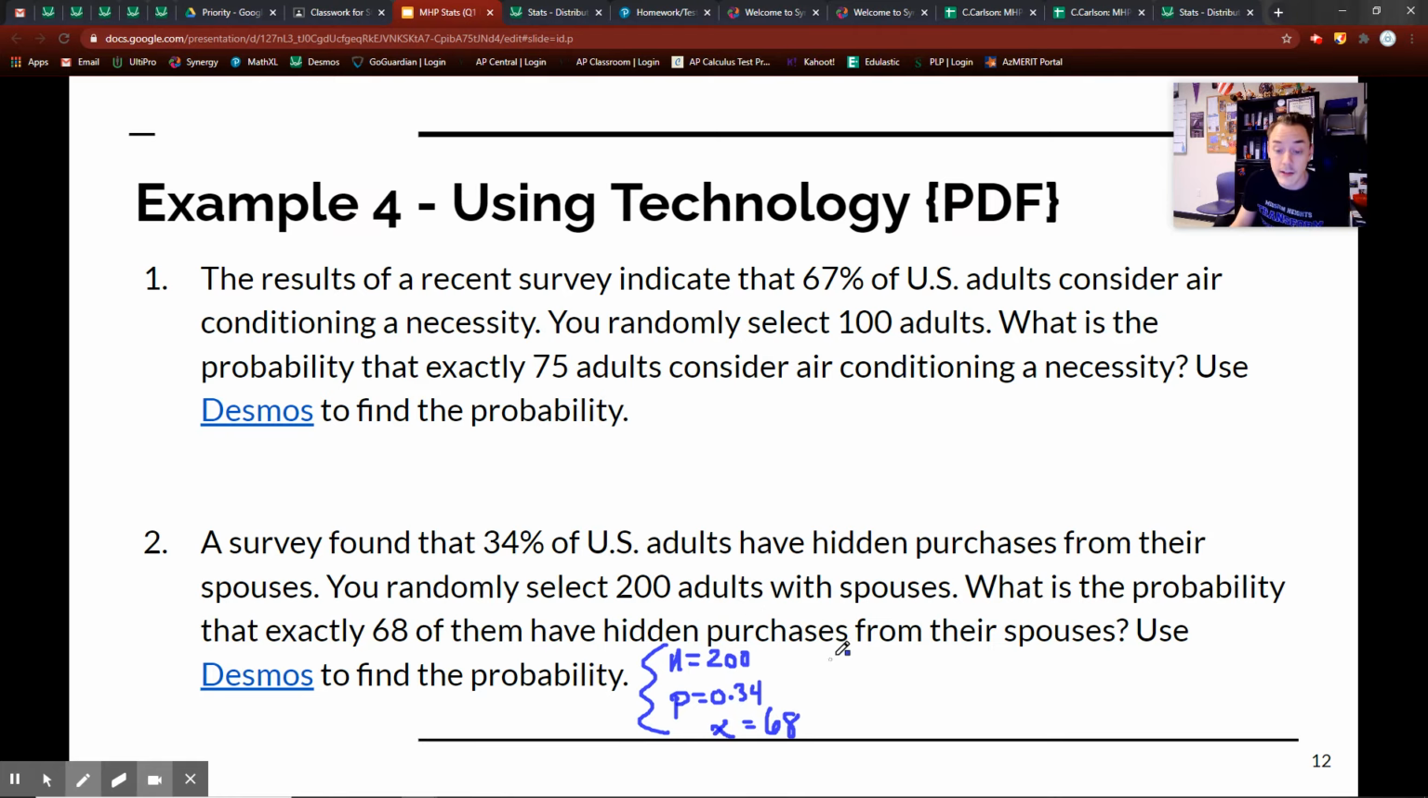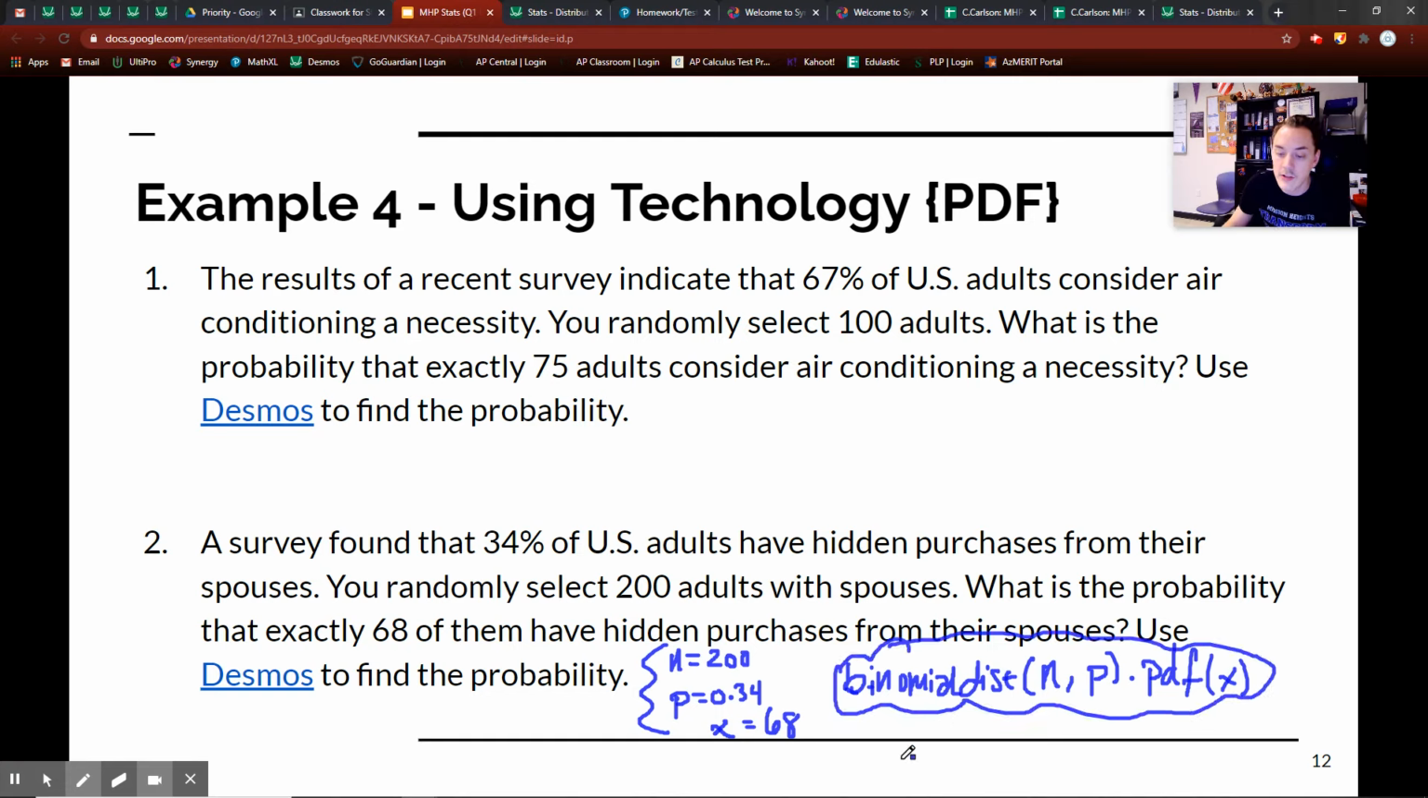Okay, so I'm going to use this. Remember, I'm going to plug it in like such. So binomial distribution: remember that my N comes first, comma, then my success, dot PDF, and then my X value. Remember that. And then I'm going to get an equals, and we're going to solve it.